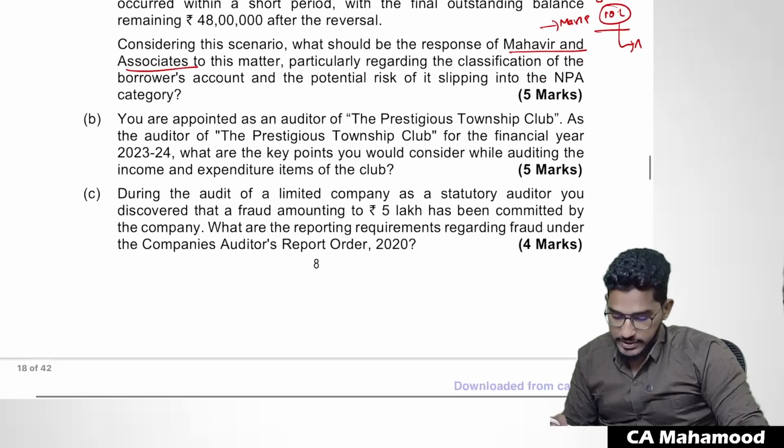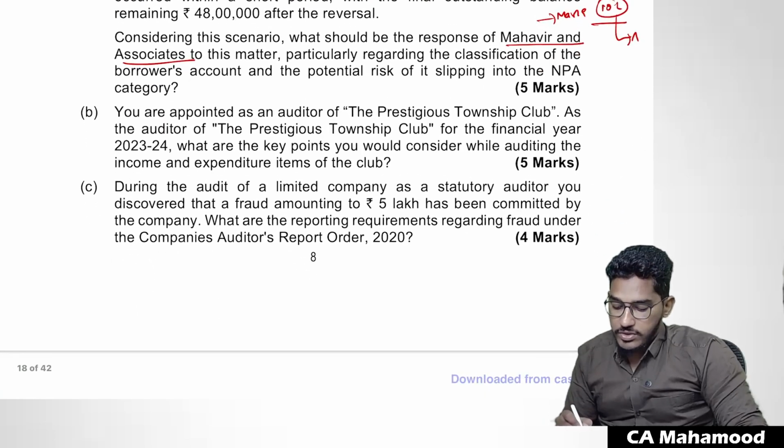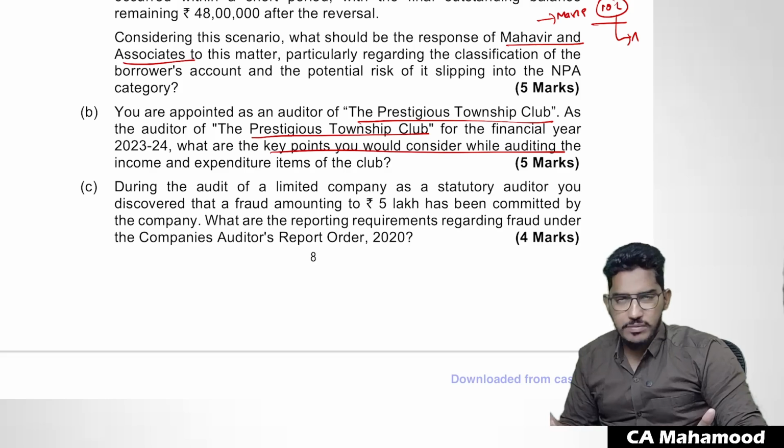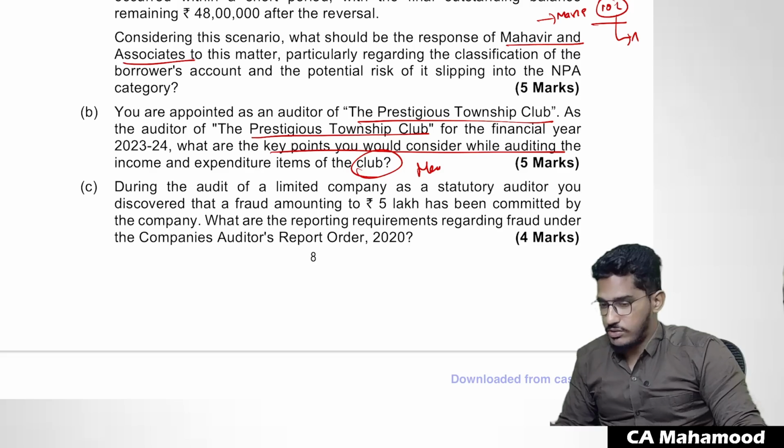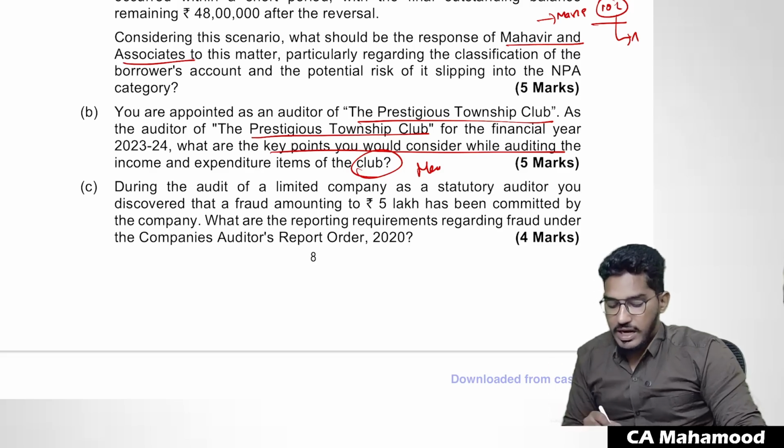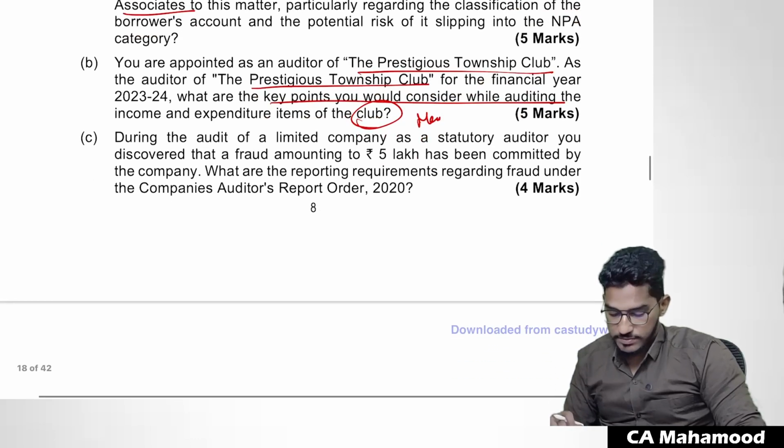Okay, next. You are appointed as auditor of the prestigious Township Club for the financial year. What are the key points you should consider while auditing the income and expenditure? So for a club, membership fees will be there, entrance fees will be there. Apart from that, from sale of food and services, and special services also, they are going to generate revenue. So we have seen this. And expenditure: they spend on sports items, crockery, kitchen. So those expenses you also have to verify. So all these things you have to see.